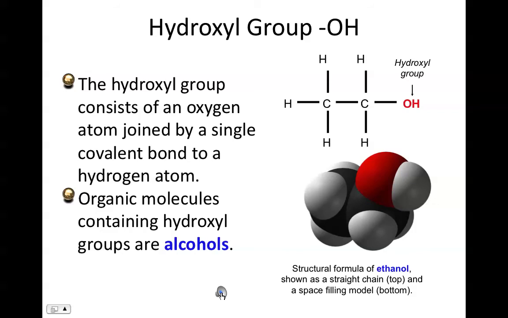Here we have the hydroxyl functional group. It's simply an oxygen and a hydrogen. This oxygen and hydrogen can be attached through the oxygen by one single covalent bond to whatever else the molecular structure could be. Whenever we find a hydroxyl group as part of a molecule, it tends to give that molecule the attributes of what we call an alcohol. So ethanol is a carbon molecule or organic molecule that has a hydroxyl group attached, and then we call it ethanol or ethyl alcohol.